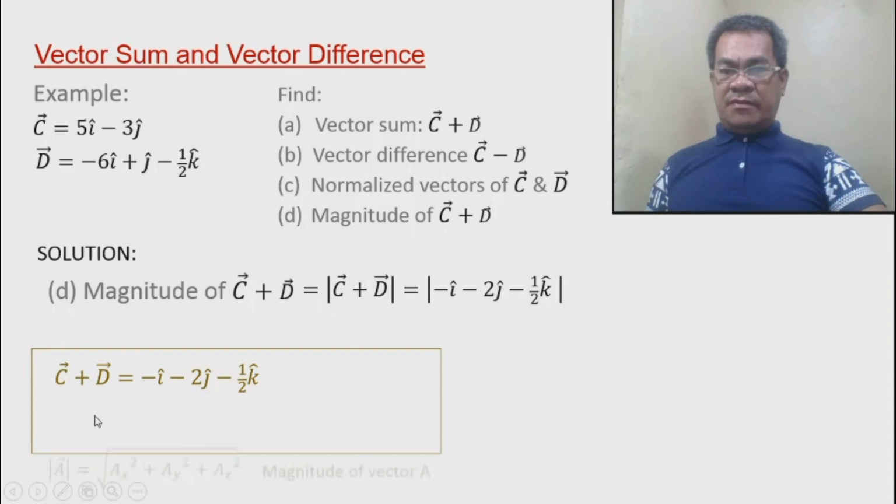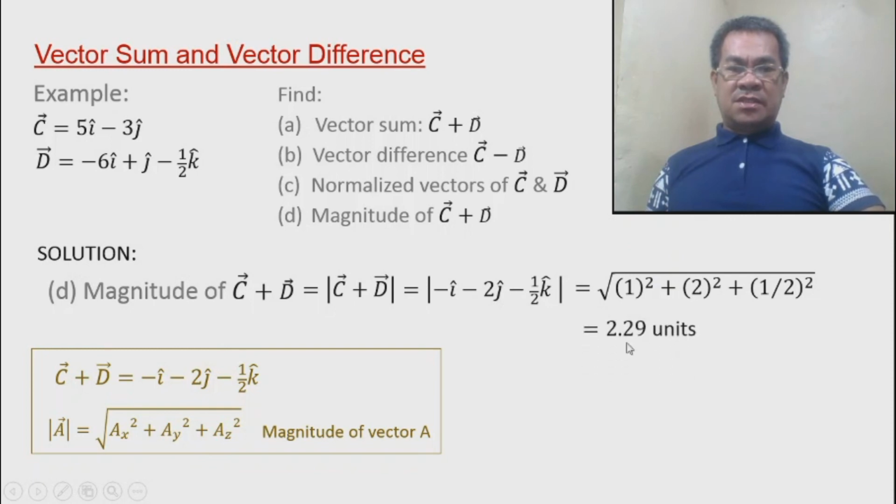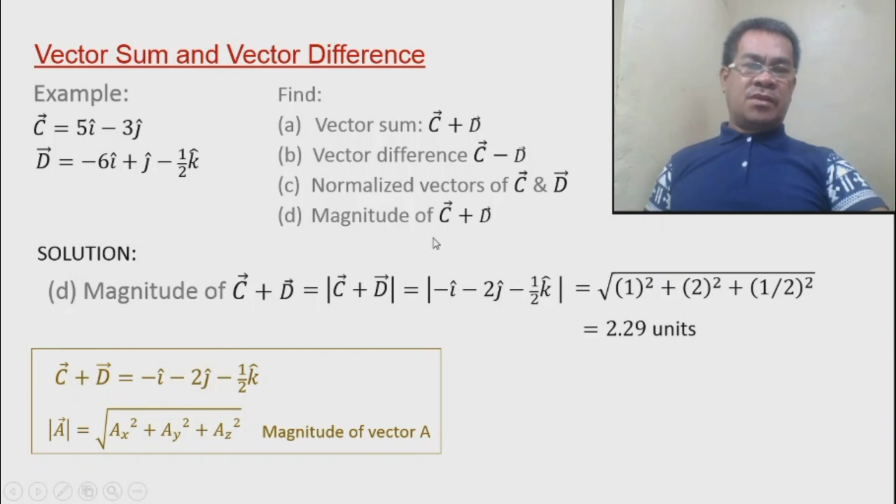Then remember the formula for finding the magnitude, square root. If the question is magnitude, then think of square root, then square its components. So therefore, you have to square. The components are 1, and this is 2, and this is 1 half. So take the square root. Then the answer is 2.29. This is the answer for letter D. Very simple question if you know this principle of finding the magnitude.